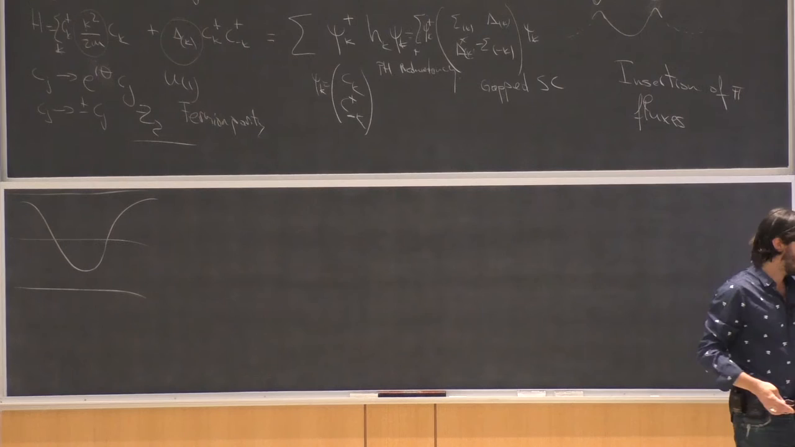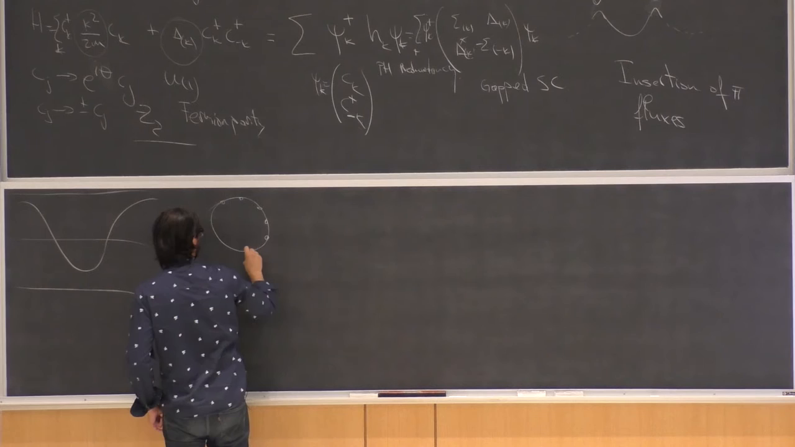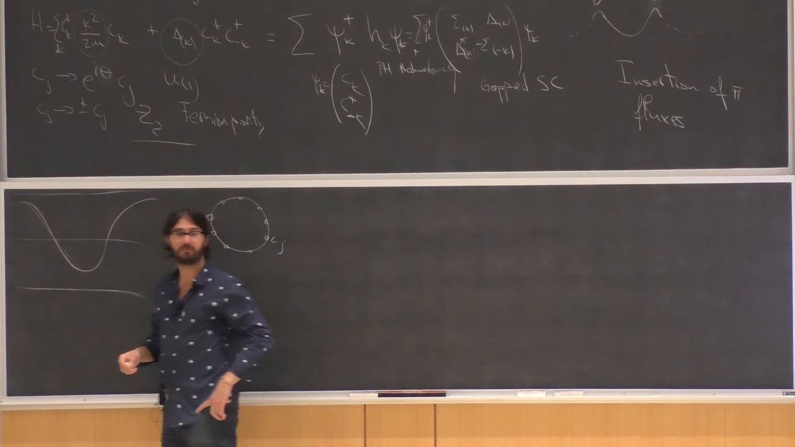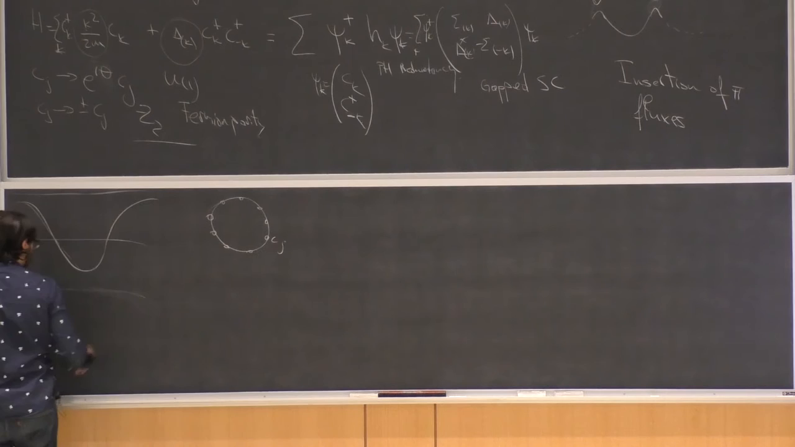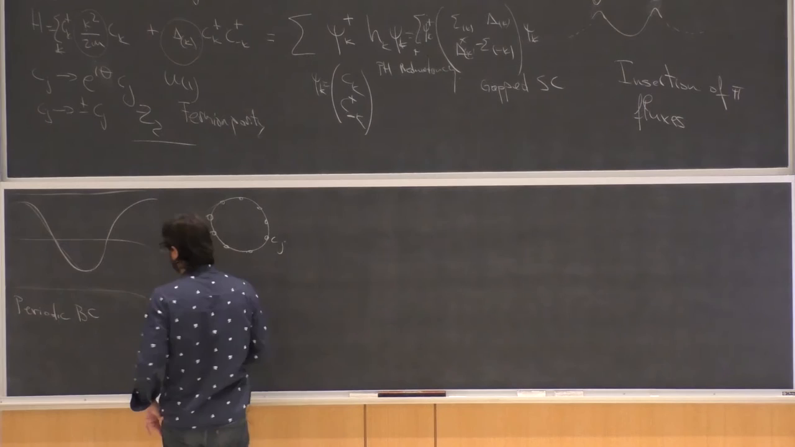All right, so I'm going to take a ring, put a 1D system of sites with operator c_j on a ring, and give them some kinetic energy, some k squared. Now, first I'm going to look without flux insertion, at periodic boundary conditions. If I have periodic boundary conditions and translational invariance, what are the momenta that are allowed?